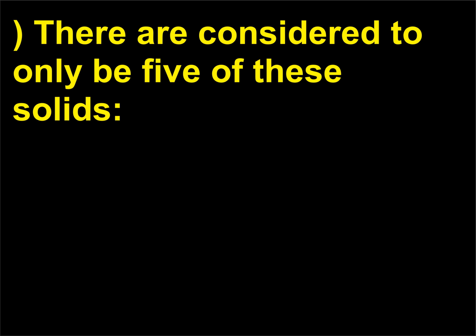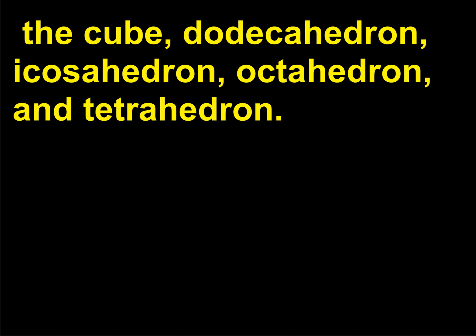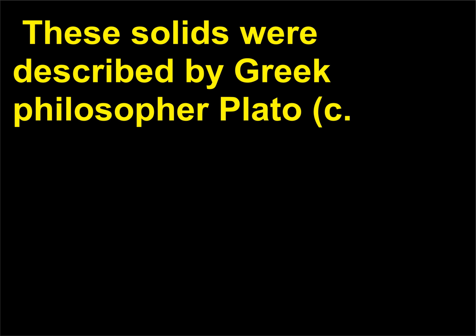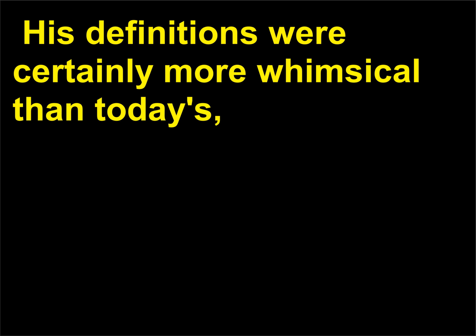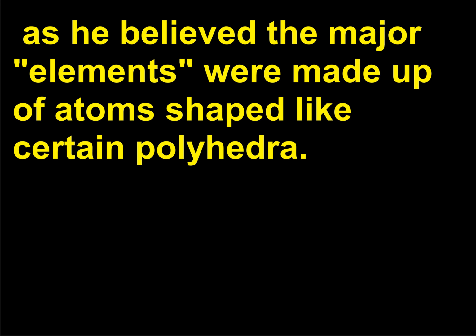There are considered to only be 5 of these solids: the cube, dodecahedron, icosahedron, octahedron, and tetrahedron. These solids were described by Greek philosopher Plato, c. 428 to 348 BCE, in his work Timaeus, thus the name Platonic solids. His definitions were certainly more whimsical than today's, as he believed the major elements were made up of atoms shaped like certain polyhedra.